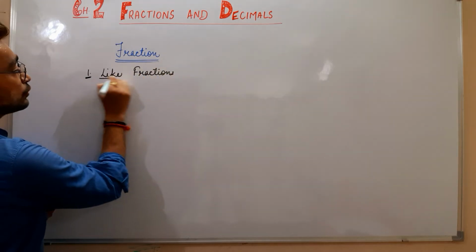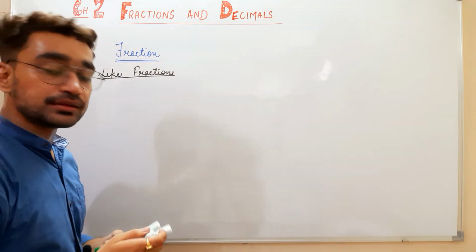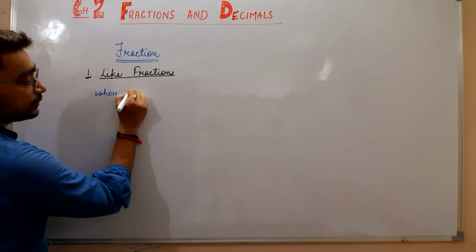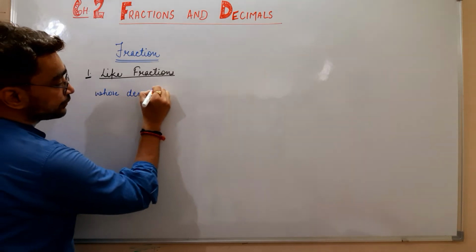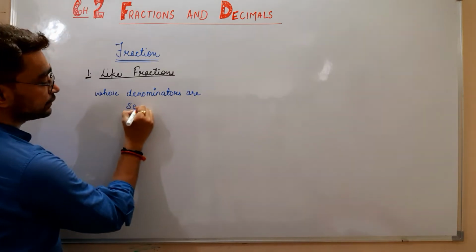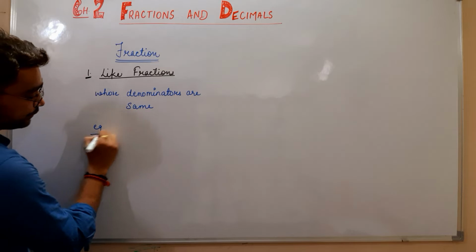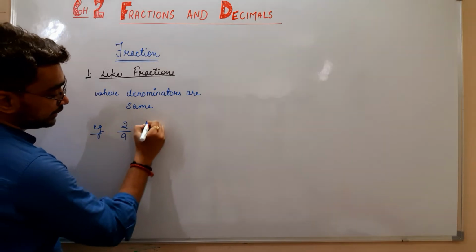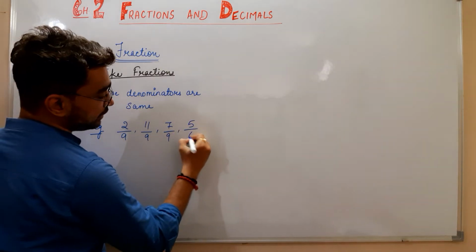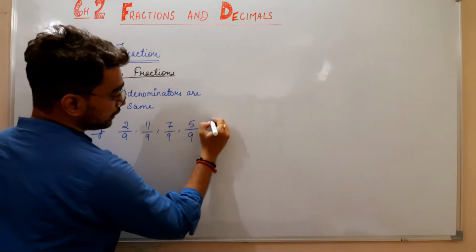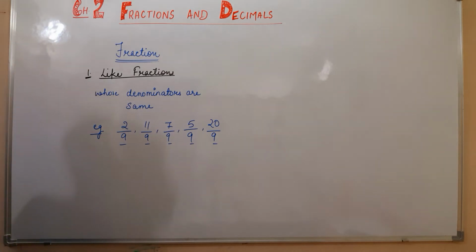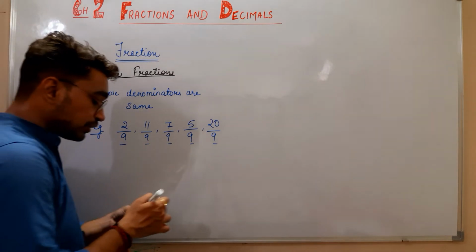Like fractions are those fractions whose denominators are same. Example, 2 by 9, 11 by 9, 7 by 9, 5 by 9, 20 by 9. As they all have their denominators as 9, that's why they will be called like fractions.